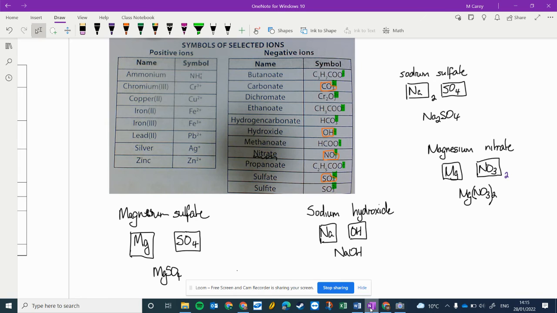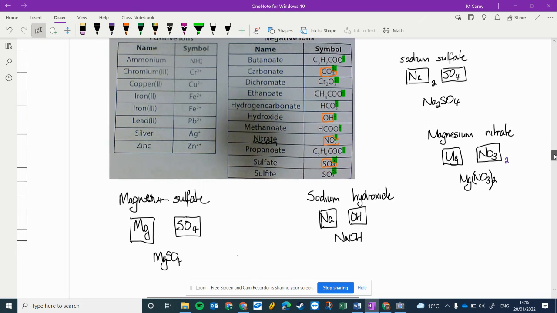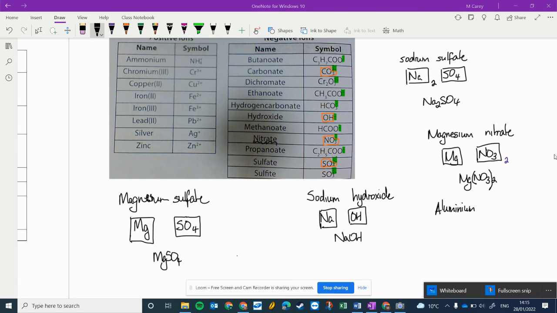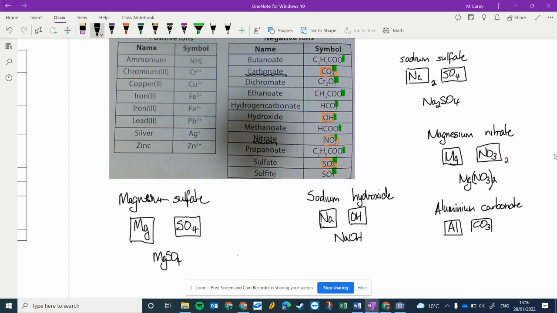Okay, so let's just do two more and then I'll leave you some to try yourselves. Right, so what about aluminium carbonate? Okay, so now we have Al. It's on the front of the data leaflet. I'm going to box it again. Carbonate, just squiggle under that. So it's a CO3, and put that in the box. Now, charges. 3 plus, because aluminium is group 3. Carbonate is 2 minus.